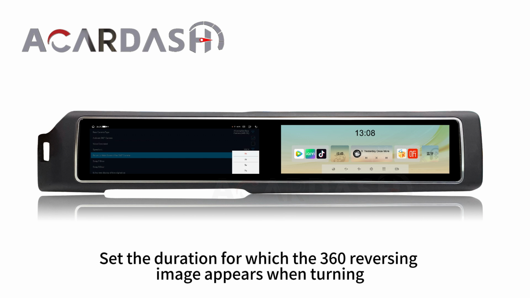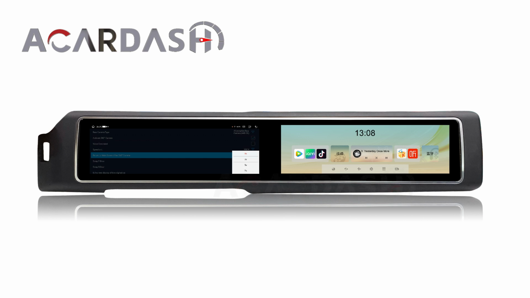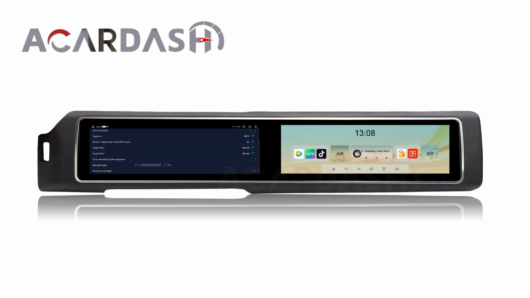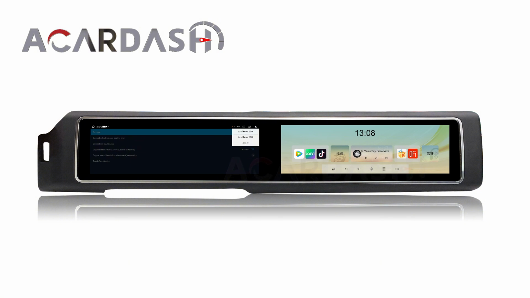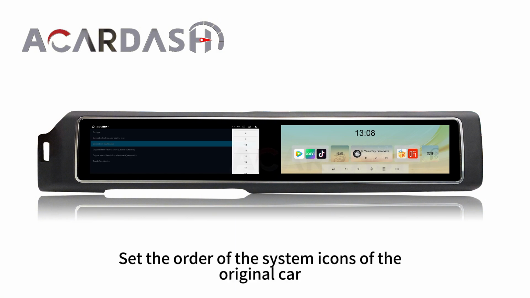Set the duration for which the 360 reversing image appears when turning. Original car resolution, steering will control model selection. Set the order of the system icons of the original car.